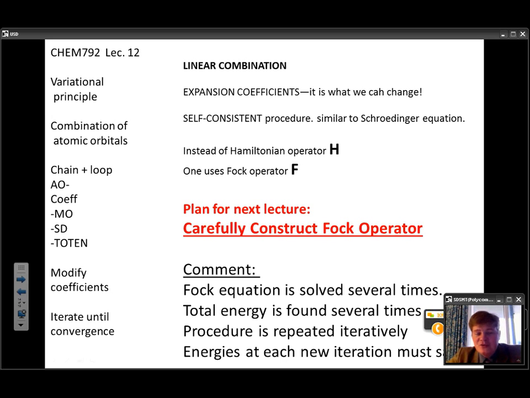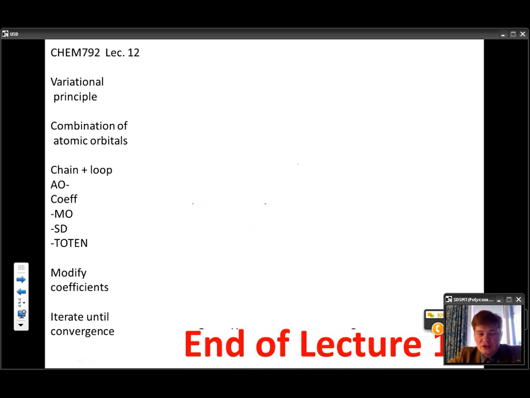So in practice, the Fock equation is solved several times. Total energy is found several times. This procedure is repeated iteratively, but in very few iterations, like 10, 20, one is getting very good results for total energy and for the multi-electron wave function. So with this, I'm ending this lecture.